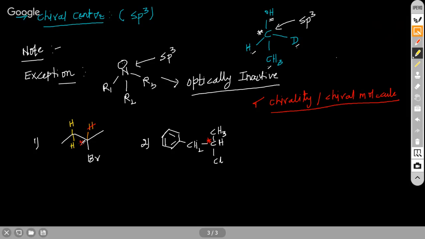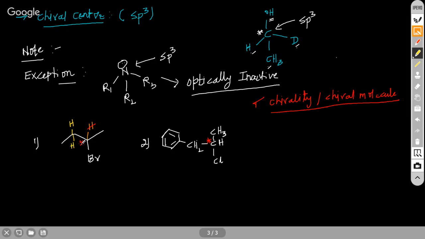Yeah. Now the condition for a molecule to show optical activity is chirality or being a chiral molecule. One thing you always keep in mind, that this chirality has nothing to do with chiral center. Okay, chiral center is different, chirality is different. Both are not at all the same, and they have nothing to do with each other, right?